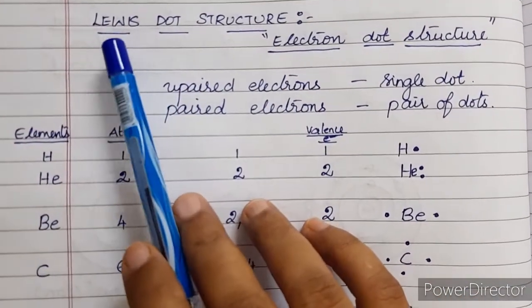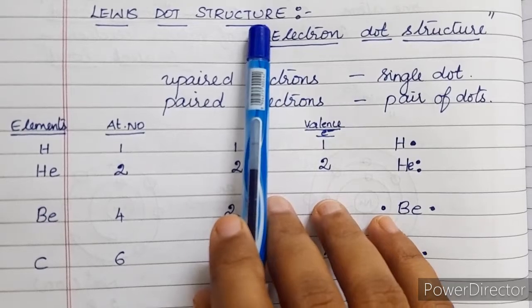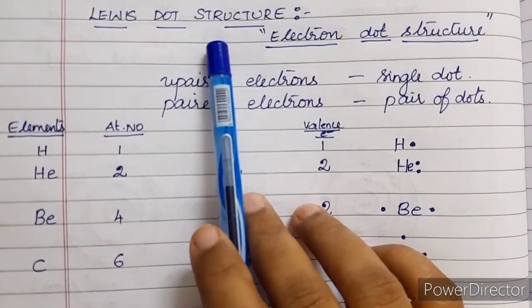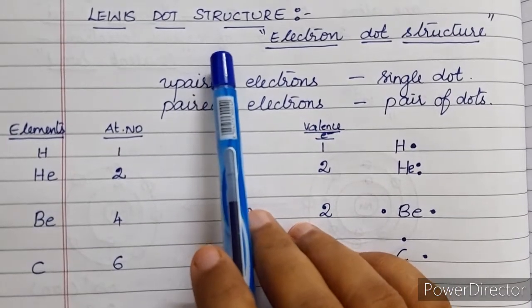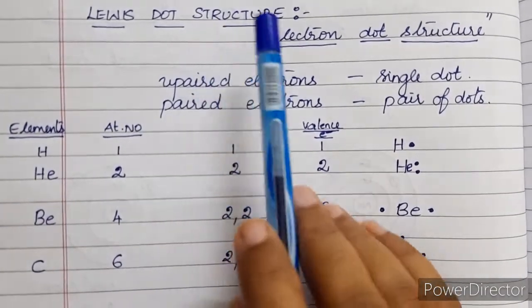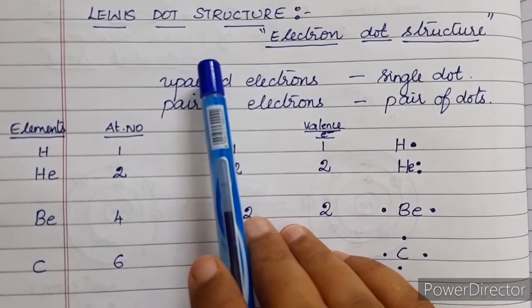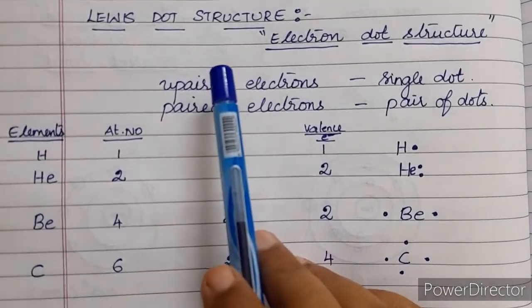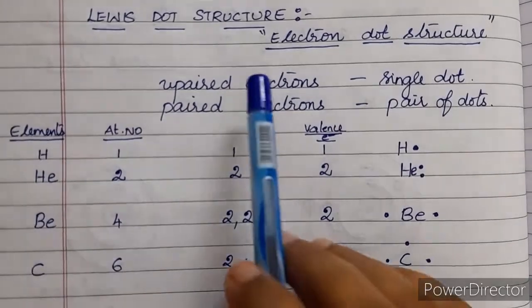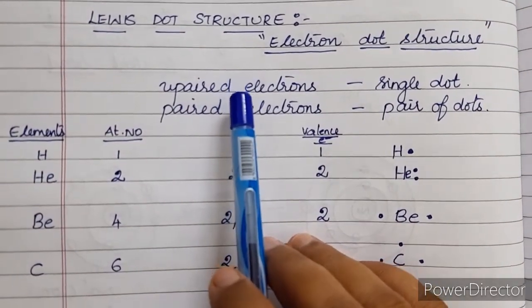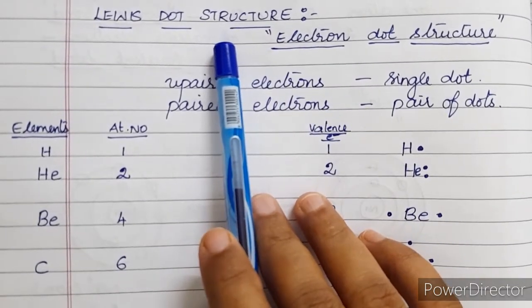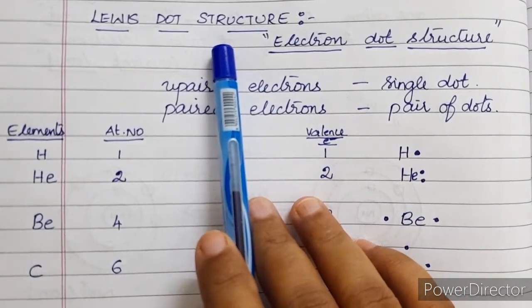Next we'll move to Lewis dot structure. Now we said that the atoms combine to form the compounds, isn't it? And when they combine to form the compounds, the valence electrons are involved in bonding, isn't it? So it is helpful to have a method which depicts the valence electrons in the atom. So the Lewis dot structure helps to depict the electrons in the atoms.